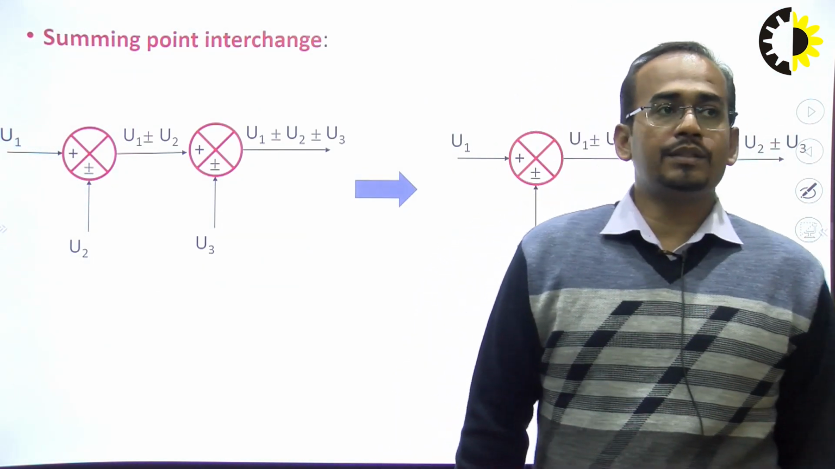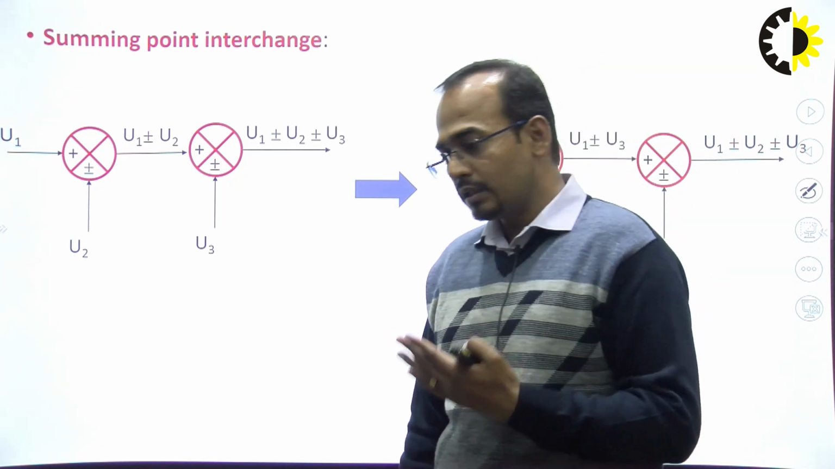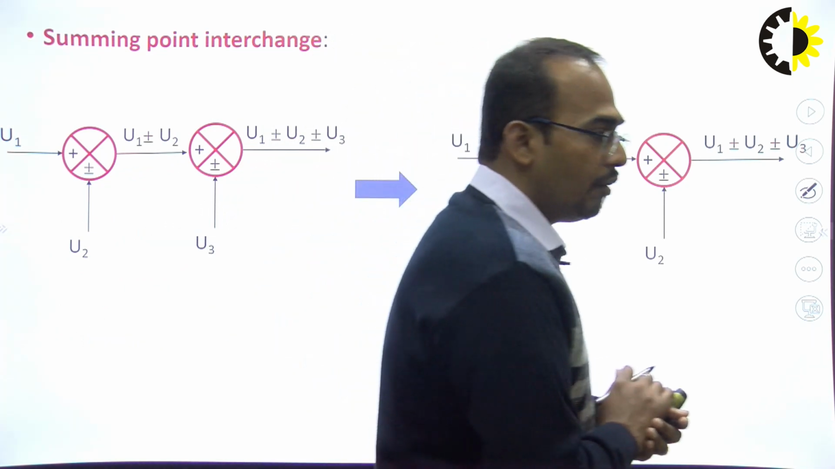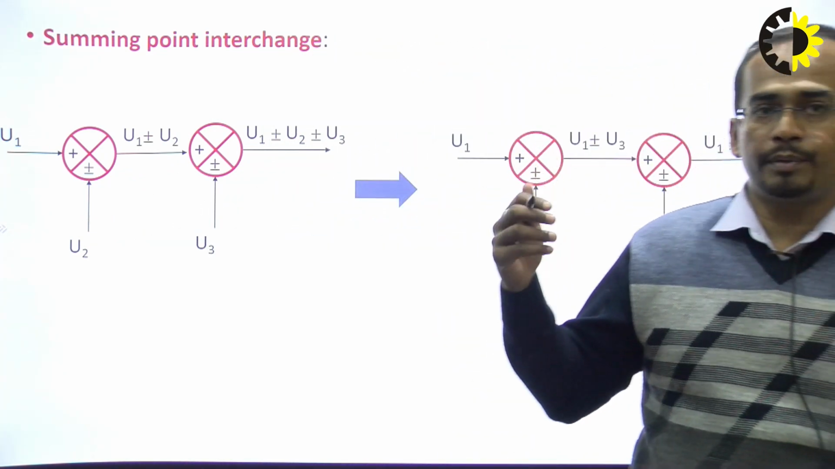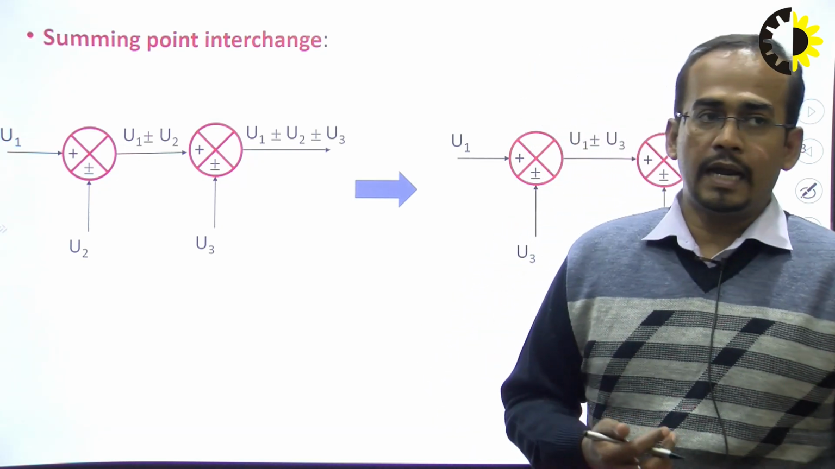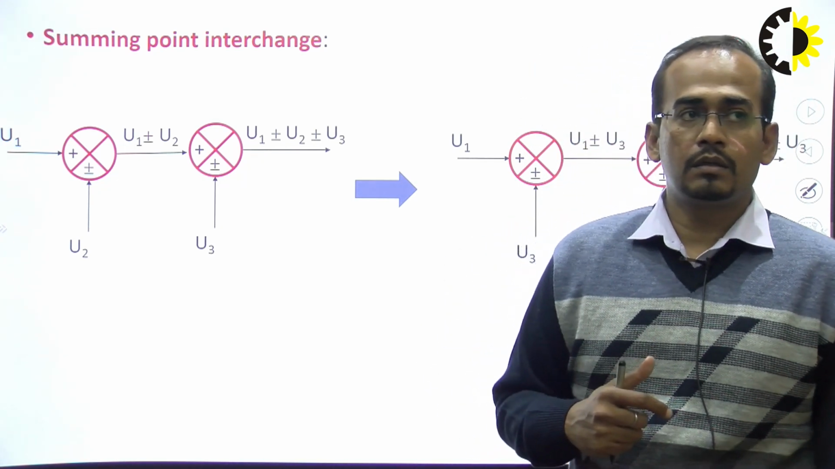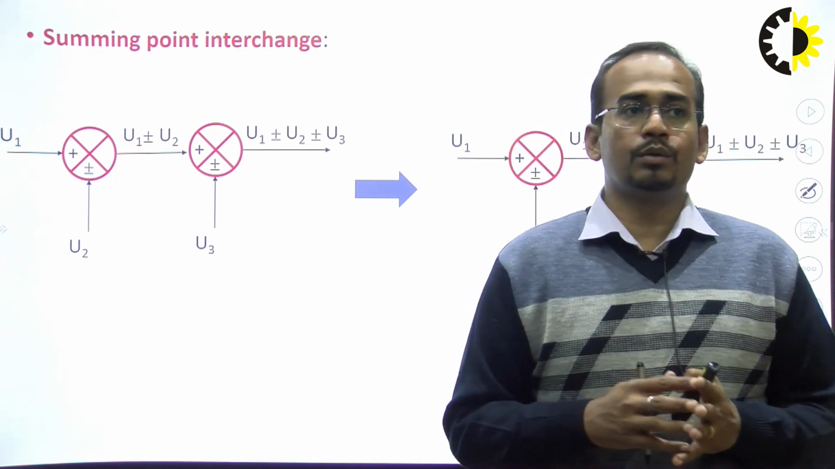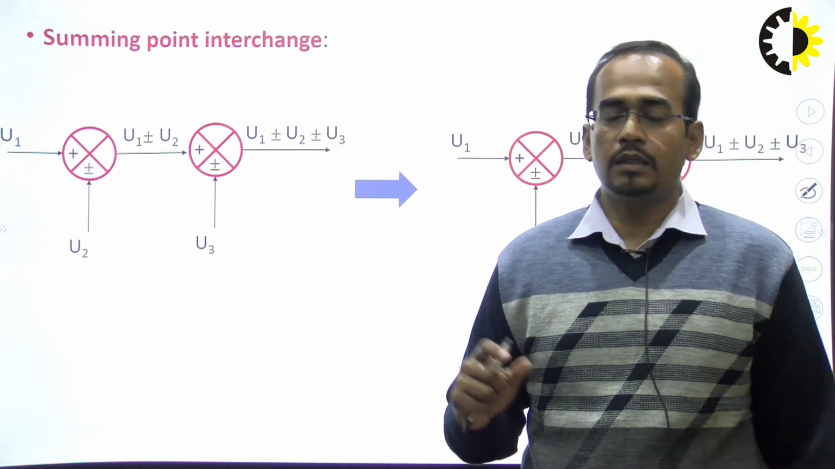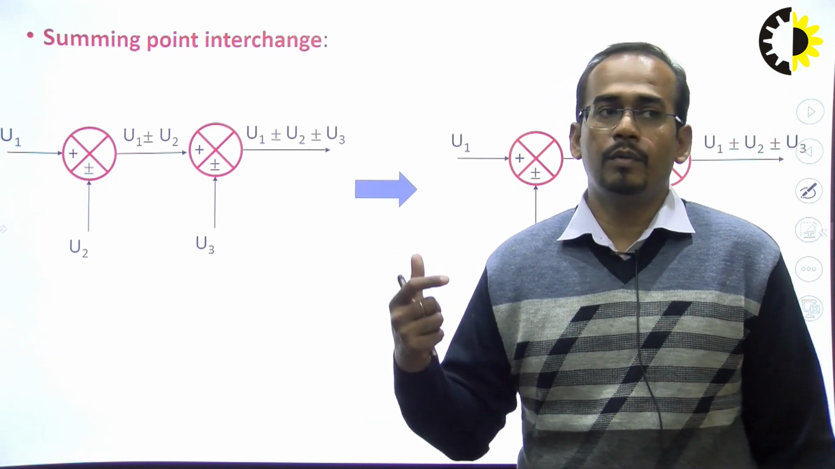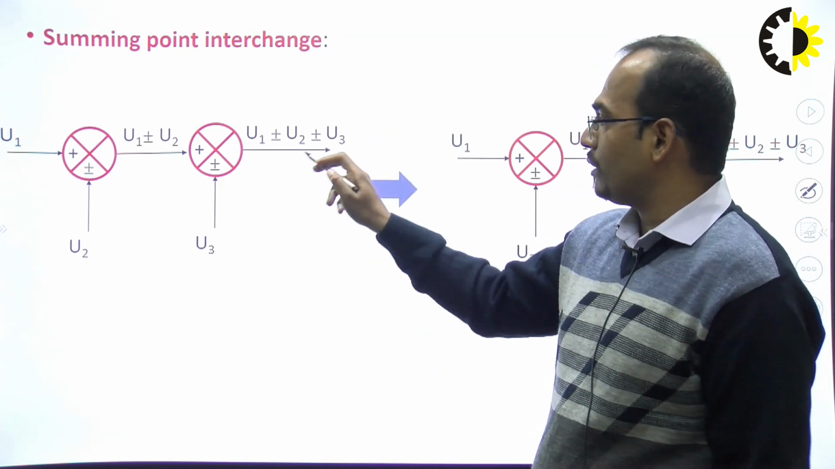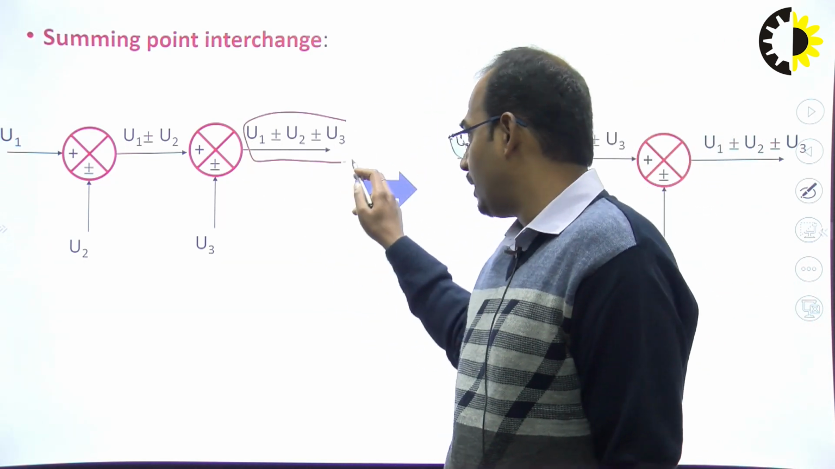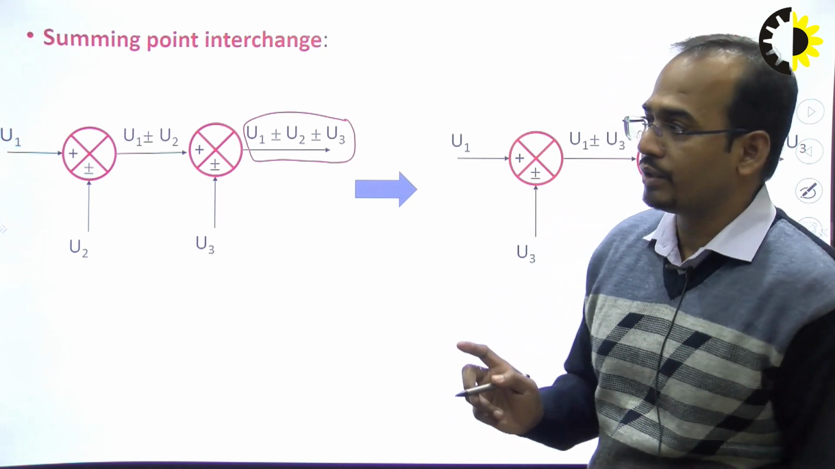Next, we can interchange the summing points. The condition for interchanging the summing points is that there should be no block in between the summing points. Whenever we perform such operations, we have to remember that the output should not change. If the output is changing, then it will be difficult to implement these rules for reduction of block diagrams. So whenever we are reducing the block diagram, we have to see that the output never changes.